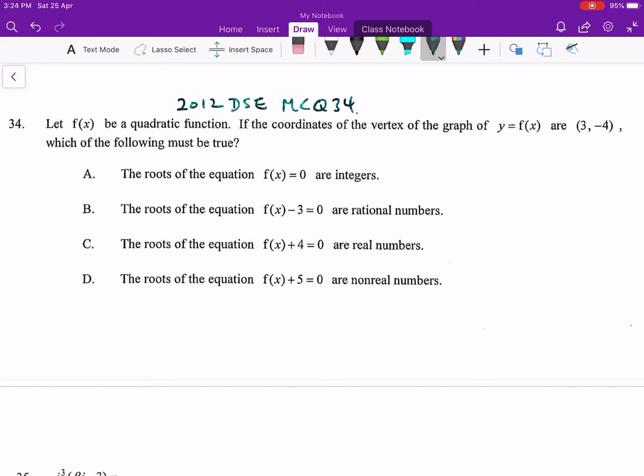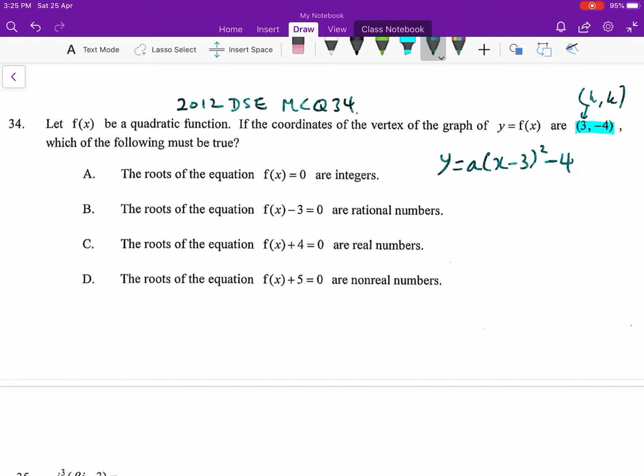So this is 212 DSCMC question 34. This is a quadratic function question, and the main point is that when you see the vertex, you can immediately write down the vertex form of the quadratic function, which is y equals a times (x minus h) squared plus k, where the vertex is (h, k).